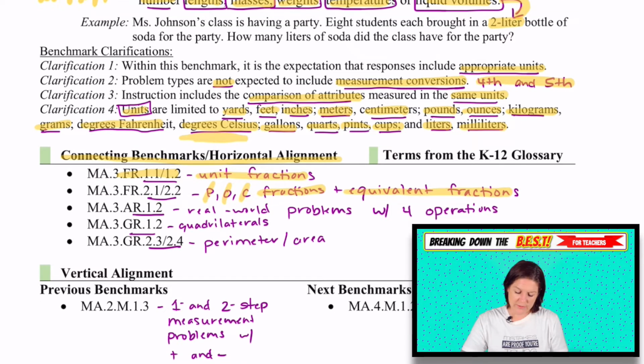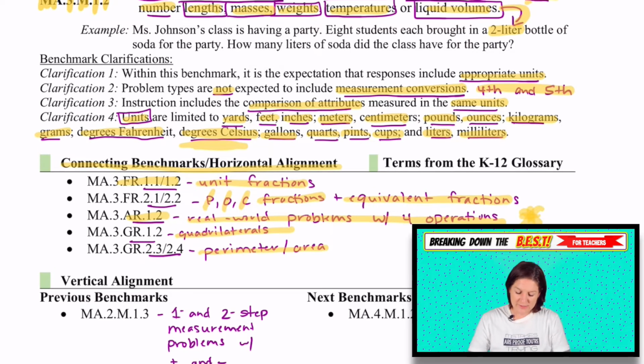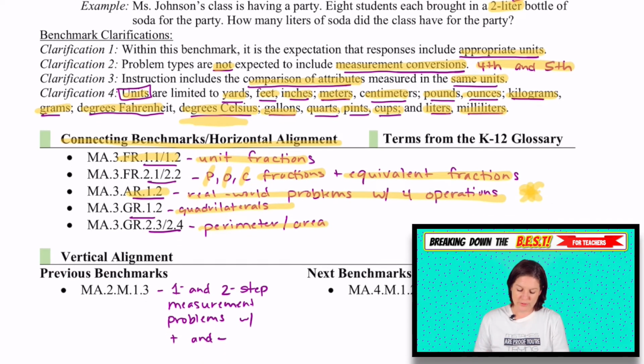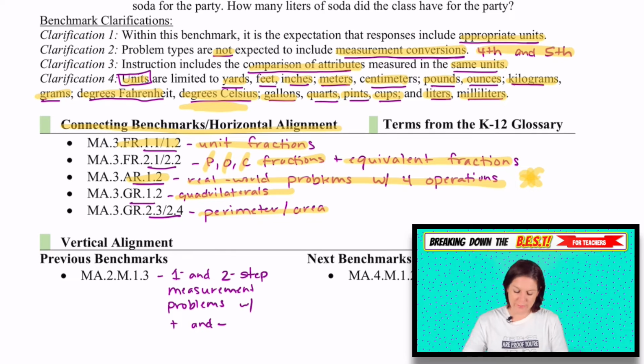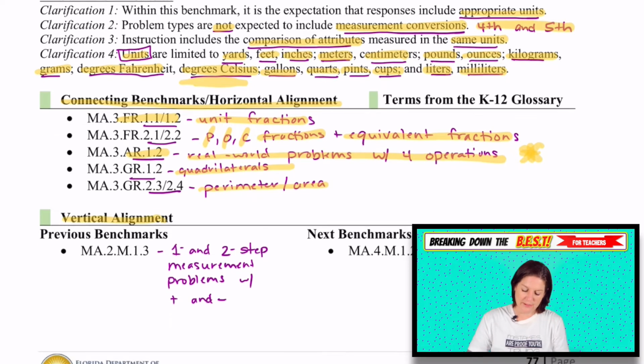This AR.1.2 standard is real world problems with the 4 operations, and this one definitely connects because we're kind of doing the same thing. We're just focusing on the measurement aspect of those real world problems. Also quadrilaterals, perimeter and area, that involves measuring things. So I understand why that would be there too. Where are they coming from? That's what our vertical alignment is.